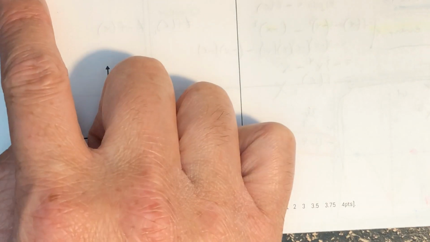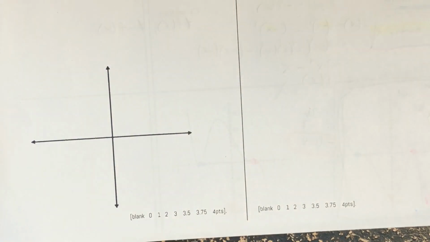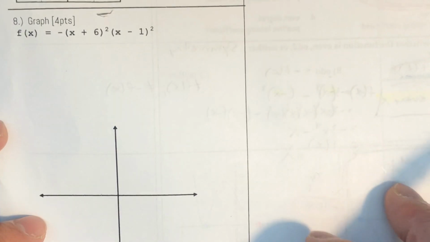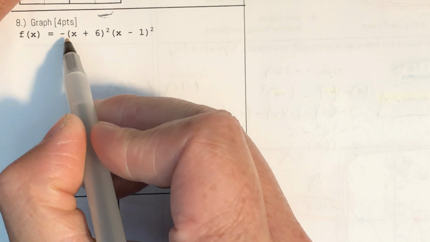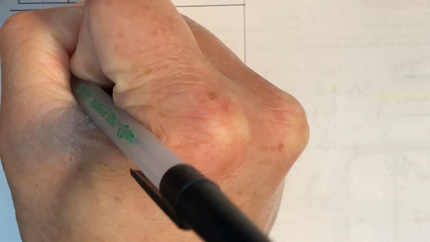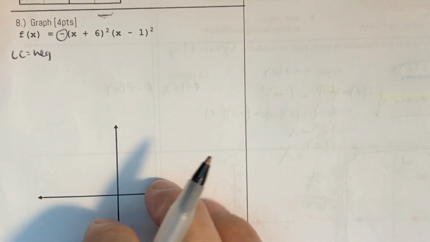Question number 8. Graph this. Okay, so we're going to have to graph by multiplicity here. Whatever my answer is, I have a negative. My leading coefficient is negative, so it's going to switch the arrows.